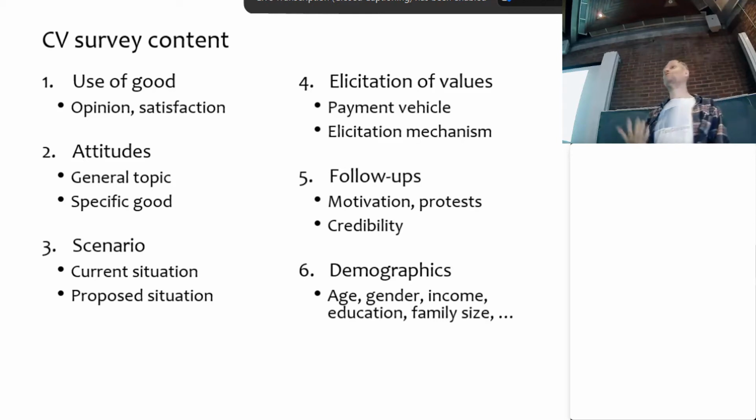And then you need to do follow-up questions. You said 10p, why did you not say 15? Why did you say 0? Is it because you object to something in what we said?